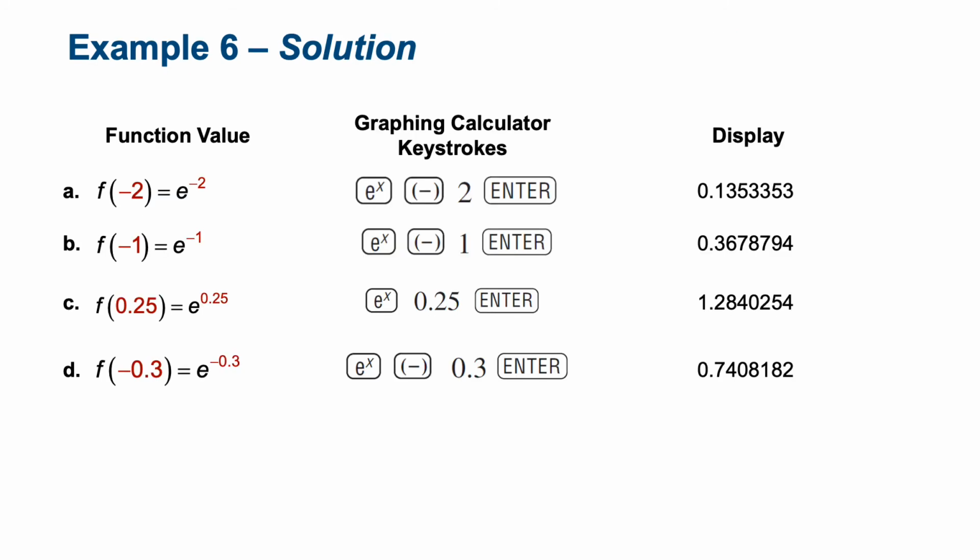So if you wanted to do e to the negative 2, you find the e to the x button, and enter negative 2, enter. e to the x, negative 1, enter. e to the x, 0.25, enter. e to the x, negative 0.3, enter. Now, just make sure, different calculators have different things. Yours might need the caret, the little up button, and some others might not. So you're just going to have to see what's your case.